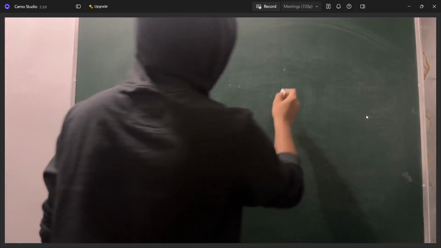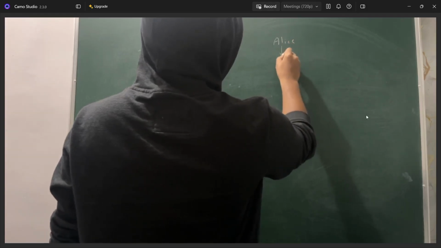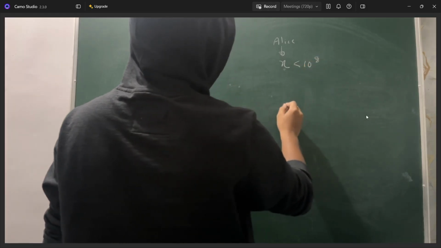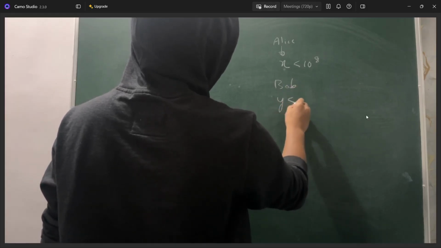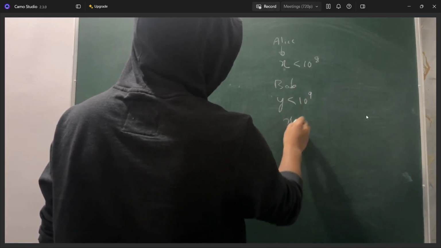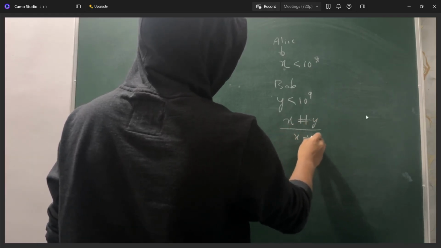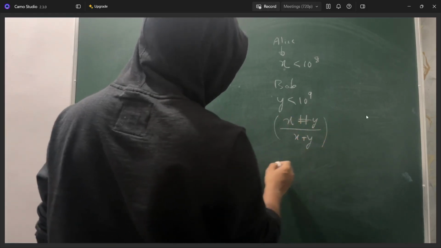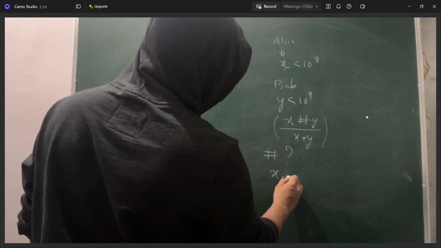So here the question is: Alice has chosen an integer x which is less than 10^8, and she wants Bob to choose an integer y which is less than 10^9 in such a way that x#y is divisible by x plus y. What is hash? Hash is basically x concatenated with y.